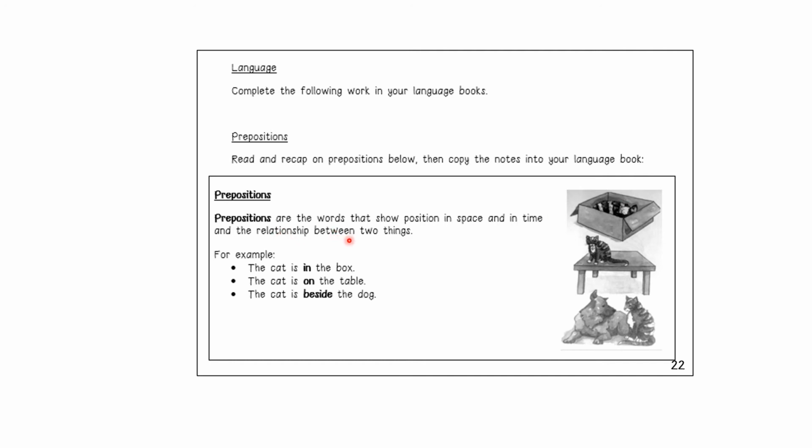Prepositions are the words that show position in space and in time, and the relationship between two things. For example, the cat is in the box, so the word in is a preposition. It is showing us the position of the cat. The cat is on the table. The word on is a preposition telling us where the cat is. And the cat is beside the dog. The word beside is a preposition.